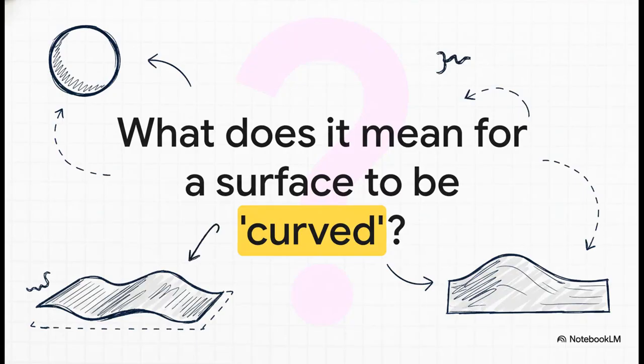It all starts with a question that sounds so simple, you might have asked it as a kid, but it's actually incredibly deep. What does it really mean for something to be curved? I mean, you can see it, you can feel it, but how do you pin it down with a number? How could you prove mathematically that a sphere is more curved than, say, a gentle hill? This is the central puzzle we're going to try and solve.